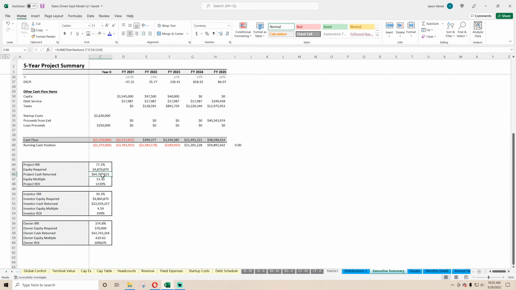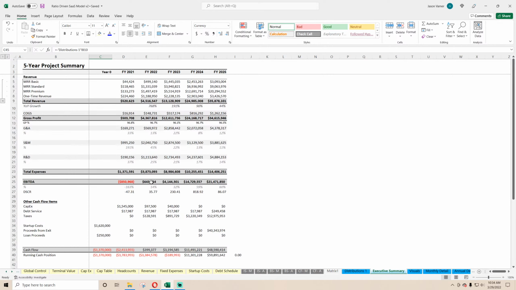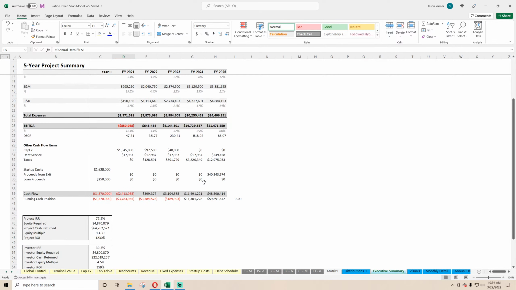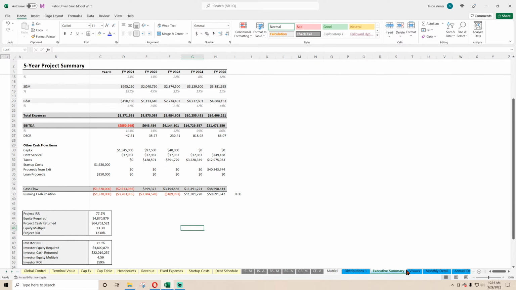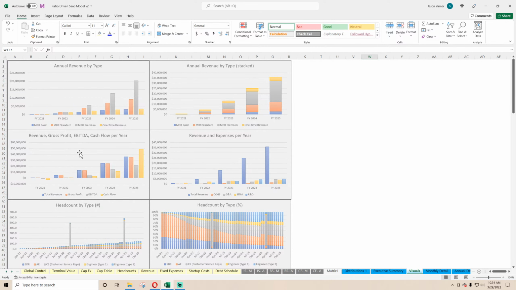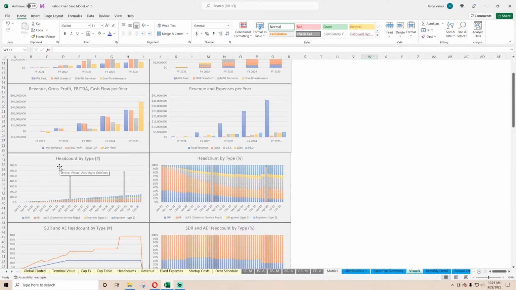Distribution, so this looks fine. 77, 39, 374. Yep, this is all linked up fine. Perfect. Okay, all that matches. Delete this. Make sure all the charts still look good.